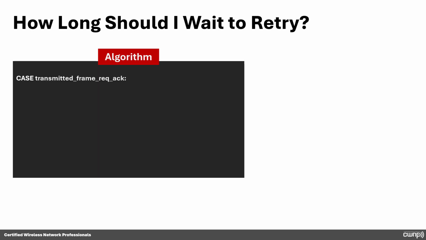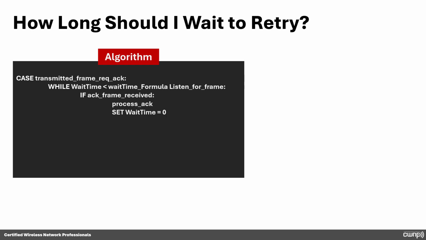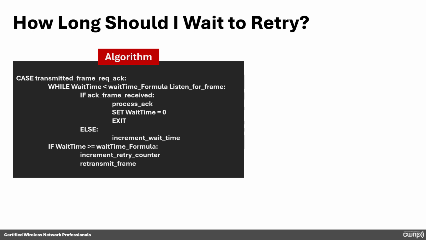Basically, we're going to say case transmitted frame requiring ACK. So we've sent the frame. While the wait time is less than wait time formula, listen for frame. If ACK frame received, process the ACK. Set the wait time equal to 0, exit. Else, increment the wait time. If the wait time is greater than or equal to wait time formula, increment the retry counter. Retransmit frame.